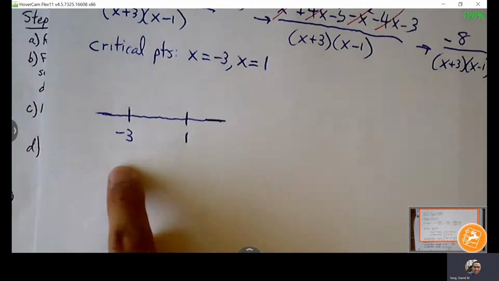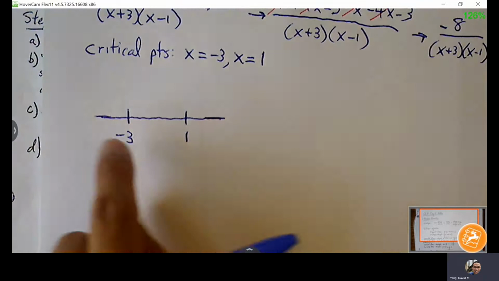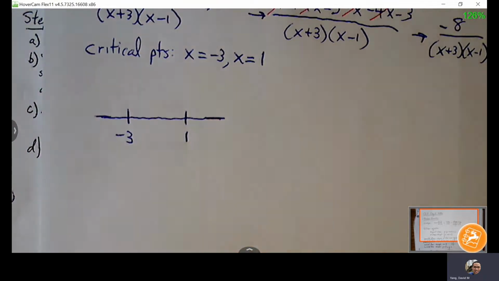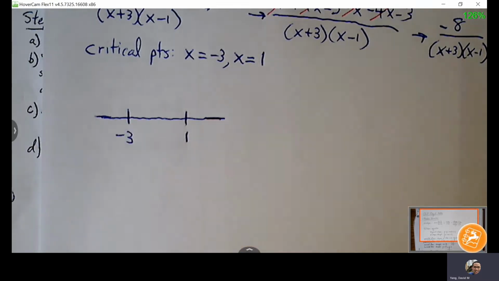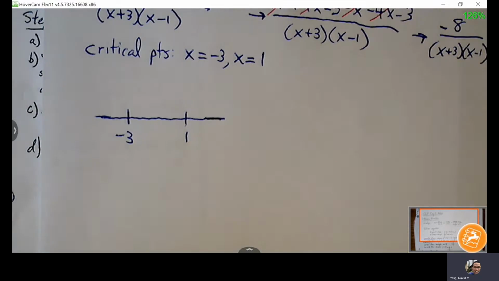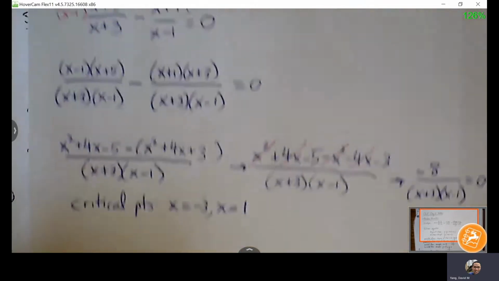The nice thing about these critical values is that they help separate our potential solution intervals. We know that everything to the left of -3 will have a certain behavior for the inequality. Everything between -3 and 1 will have the same behavior, whether it will all fulfill the inequality or all fail it. And everything to the right of 1 is also going to be consistent. So we go back to our inequality here.